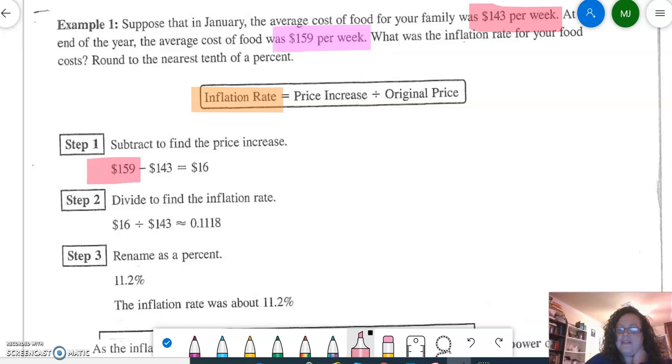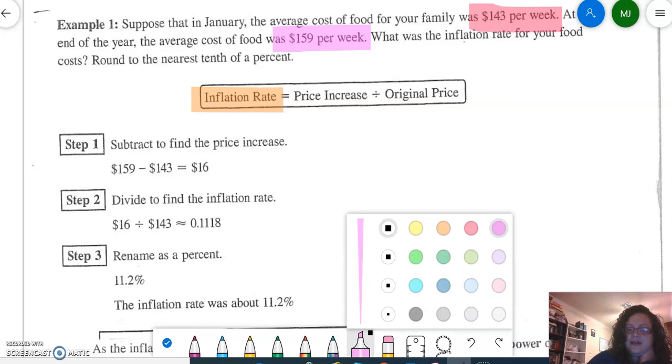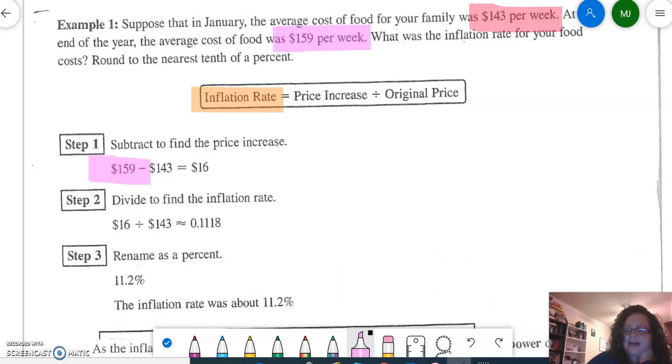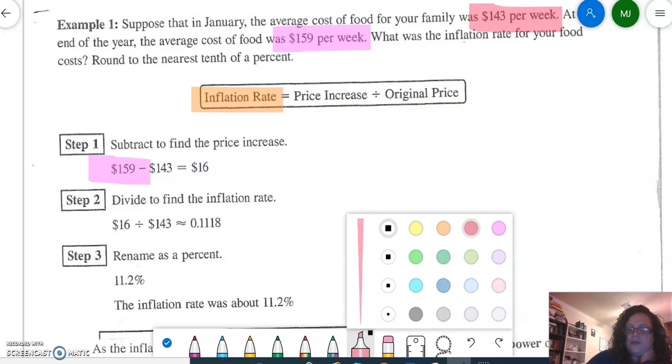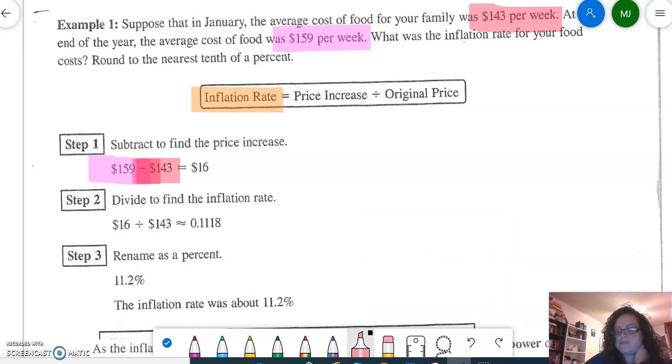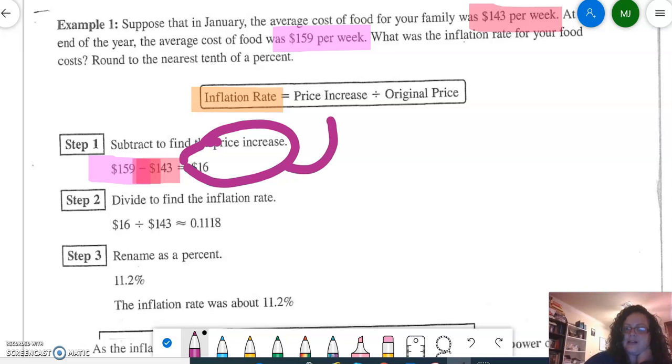There we go. And then the 143, that was the beginning price or the original price. So that was that 143 at the very beginning. Oh, hold on. Let me make sure that we're color coding correctly. There we go. All right, so 159 was that end price, and then 143 was that first price. So when we subtract them, we end up with $16. That is our price increase. So that's going to go there in our formula. Okay, so our price increase is $16.